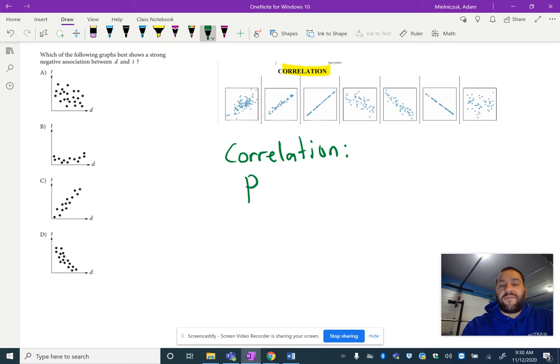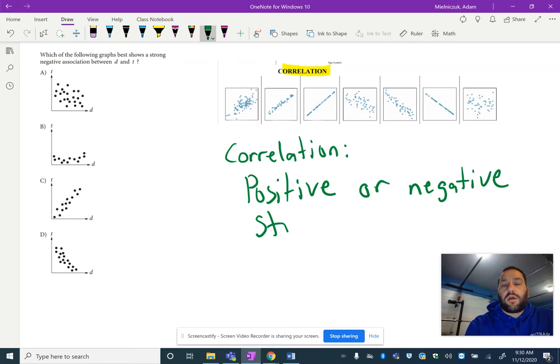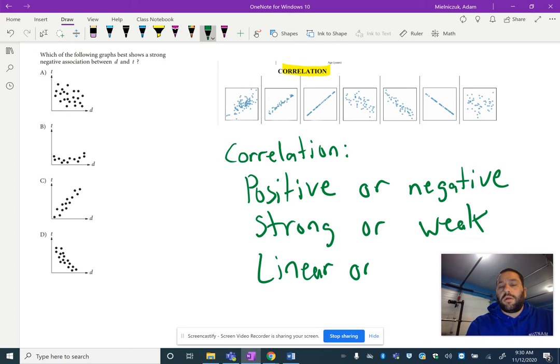We want to mention if it's positive or negative, strong or weak, linear or nonlinear. Okay, that's really the elements we want to focus on.